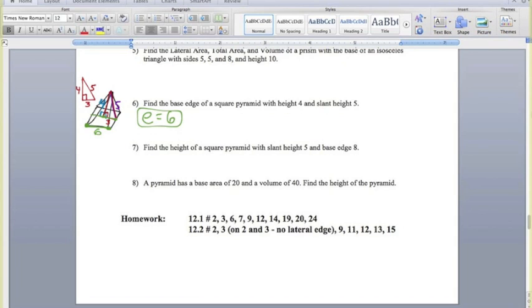I'm going to go ahead and take this problem further because your homework problems are often going to ask you to also find volume, lateral area, and total area. So we want to make sure we get practice on that.